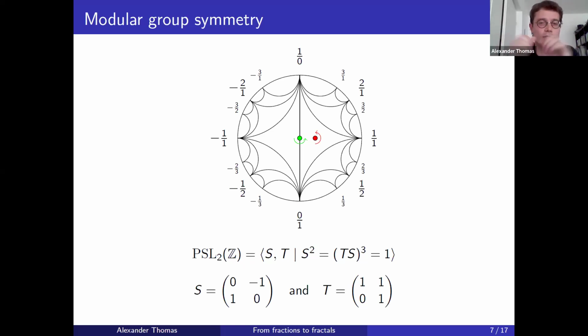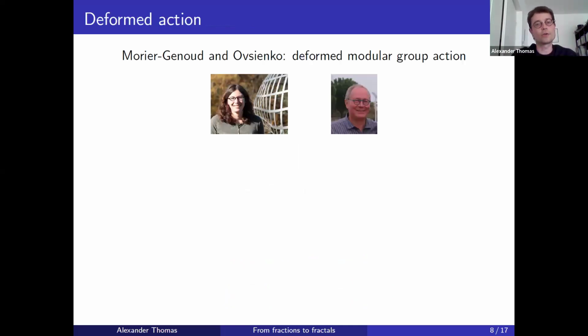So somehow the idea now is you take this picture, this Fourier triangulation, you have its symmetry, and now we will actually deform the symmetry and then ask how do we deform the picture. This was done quite recently, around 2020, by two French mathematicians, Sophie Mourier-Genoux and Valentin Ovsienko.